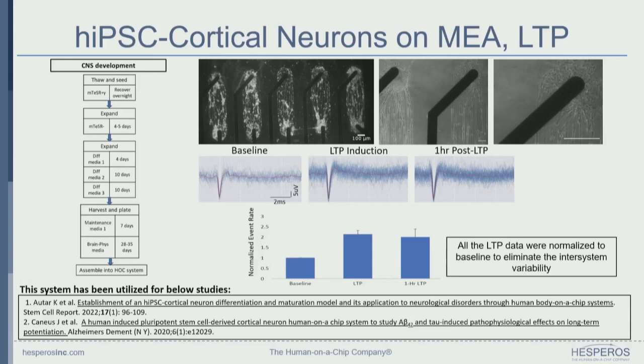So what has been done using this is measure the action potentials, which would be similar to your EEG signals in vivo, and looking at inducing LTP induction, which is long-term potentiation, and seeing how that changes over time. So here it's showing that we don't lose long-term potentiation and that we can induce long-term potentiation. So this is the model that's been included into the 3-organ system.